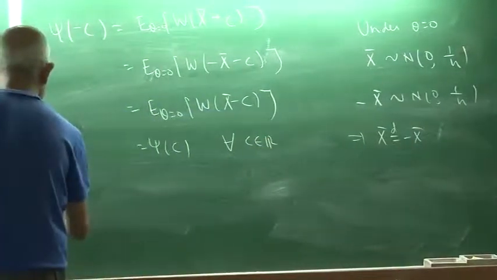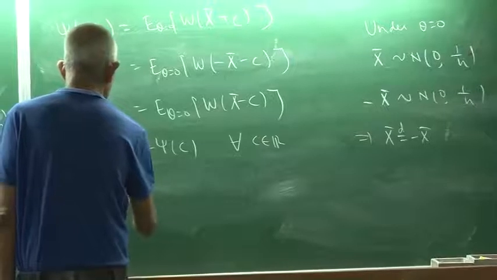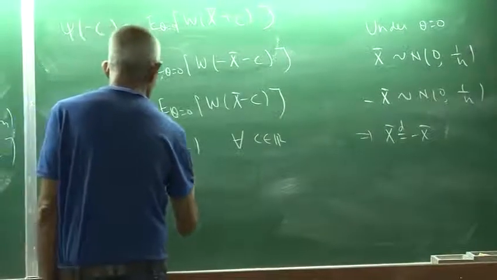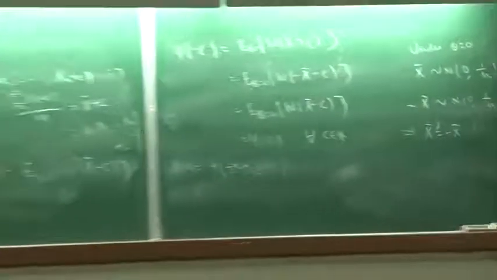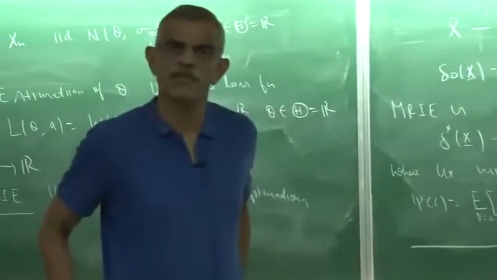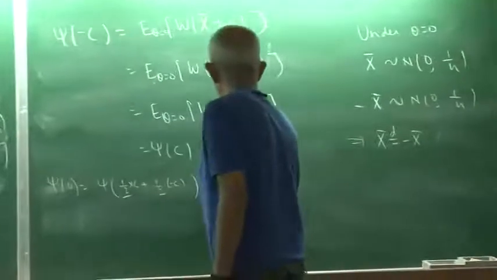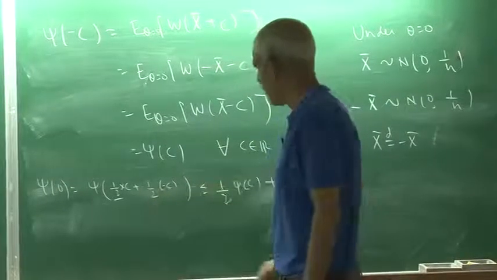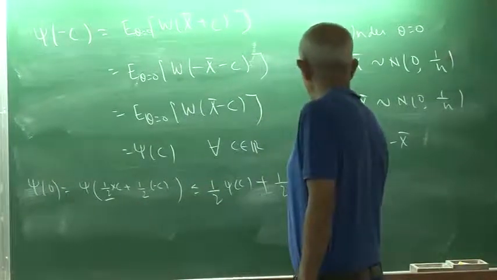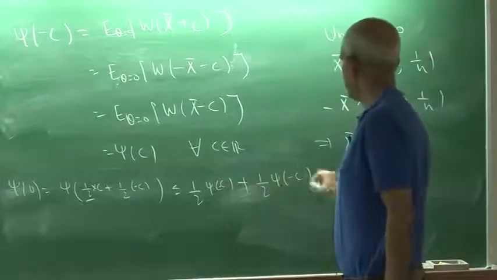Now note that psi of 0 can always be written as psi of 1 by 2 c plus 1 by 2 into minus c. My psi is convex, so psi of alpha x plus 1 minus alpha y would be less than or equal to alpha times psi of x plus 1 minus alpha times psi of y. So this would always be less than or equal to half times psi of c plus, with alpha being half, again half psi of minus c. But psi of c is the same as psi of minus c, so it is half psi c plus half psi c, which is the same as psi c.